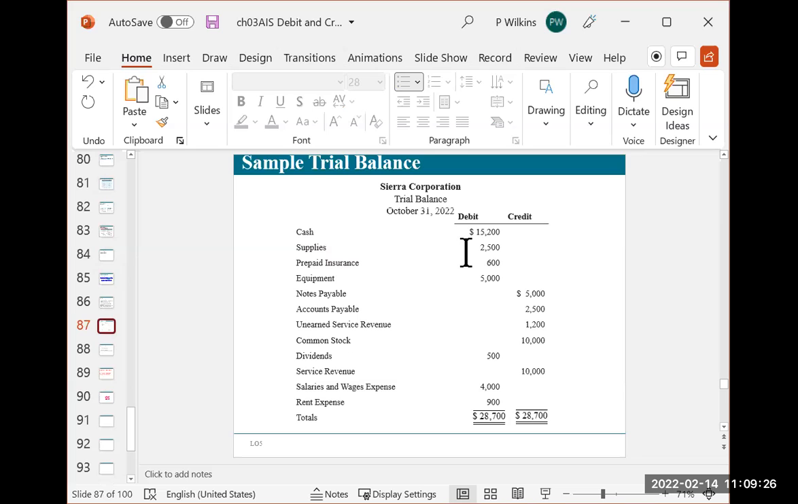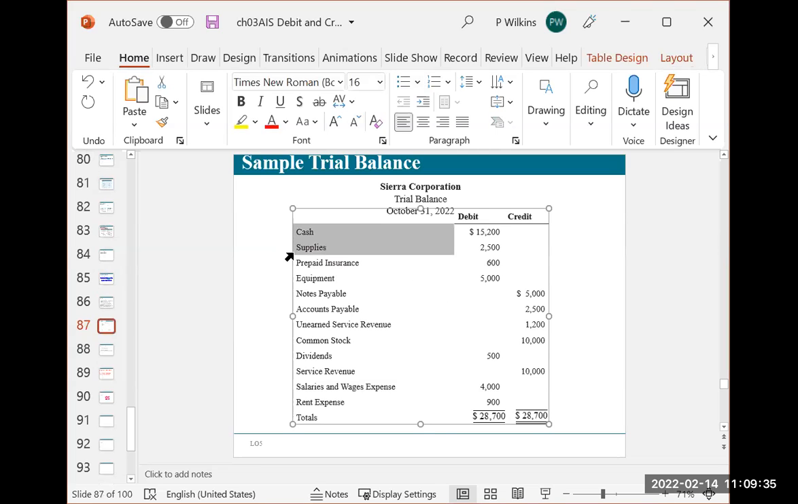Okay. All right. So this is an example of the trial balance that's in the book for us, which is based on that Sierra Corporation, which has been the sample problem that we've been looking at through the whole class. Okay. So we've got the assets: cash, supplies, prepaid insurance, equipment, right? Assets. Then we have the liabilities: notes payable, accounts payable, unearned service revenue. Then we have the stockholders' equity, common stock, and the dividends. Then we have the revenue. Then we have the expenses.